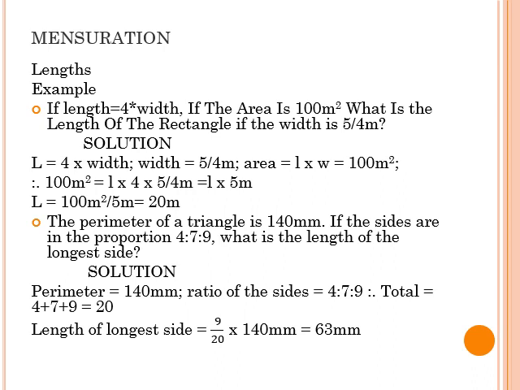So we have the perimeter, which is equal to 144 millimeters. And the ratio of the sides is what? 4:7:9. But the total of these ratios is equal to what? 4 plus 7 plus 9, which is 20.